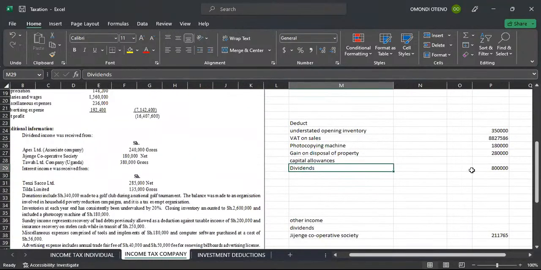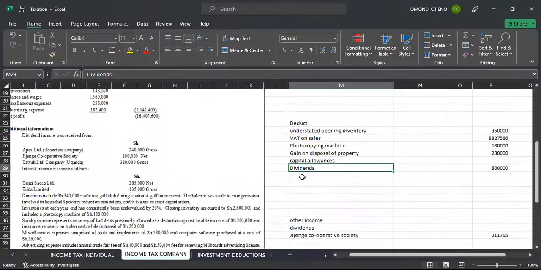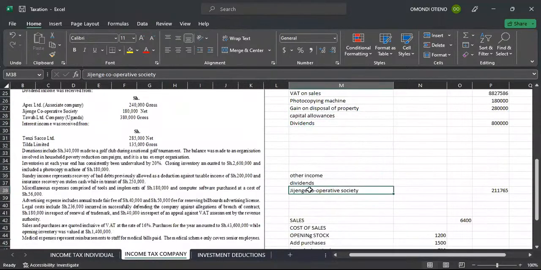So here for dividends, we have said someone may decide to remove everything. Once they have removed everything, the revenue for dividends, set here at 800,000, has been removed. So how do we get it back now? We only add other income, the ones that are supposed to be subjected now to tax.